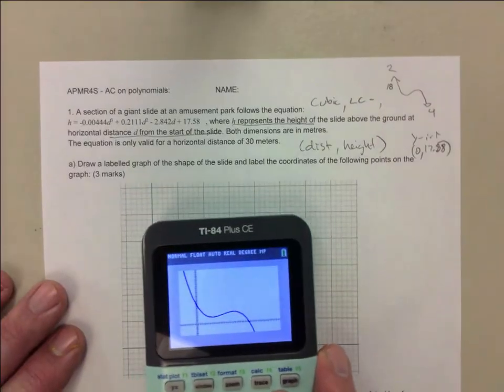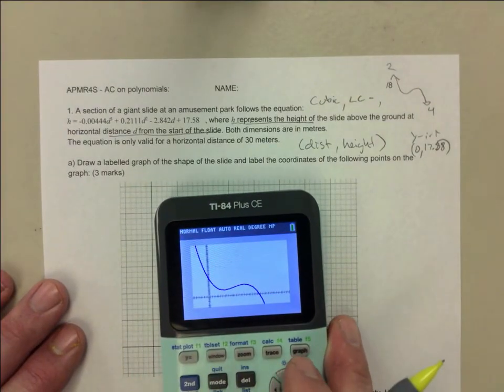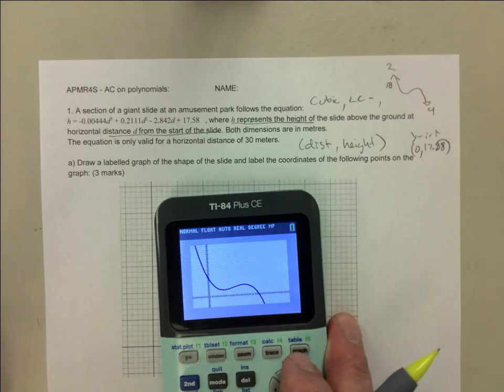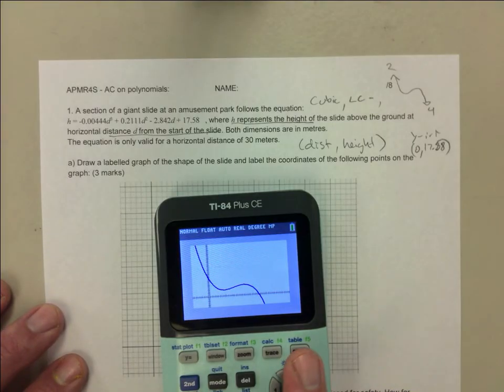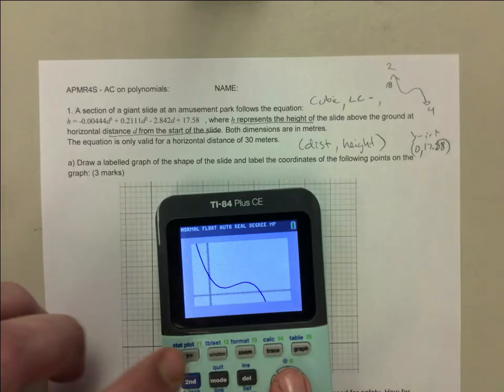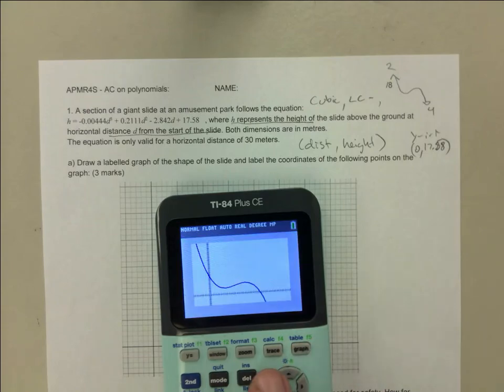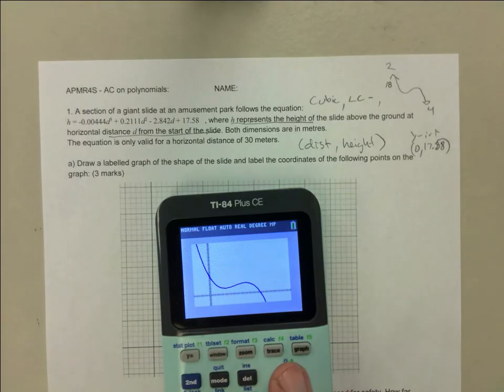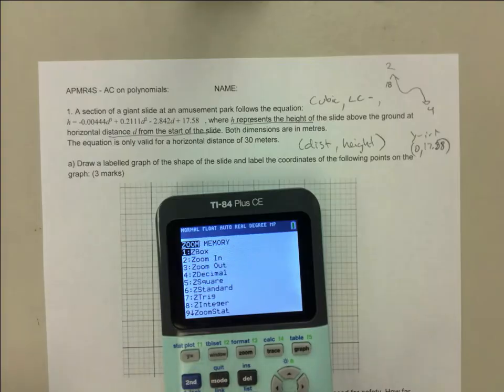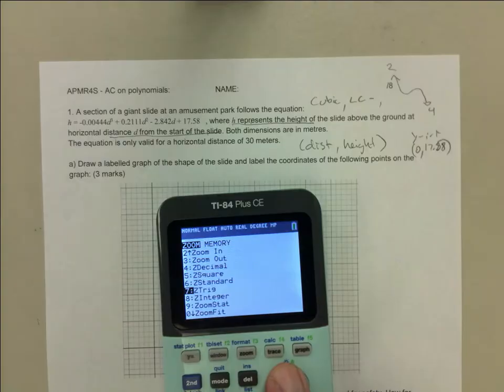Yes? Is plot 1 turned on? Go to y equals. Is plot 1 turned on? I'm trying to think. Try zoom fit. Zoom and then go to 0 all the way down. See if that works for you. Yeah, okay.